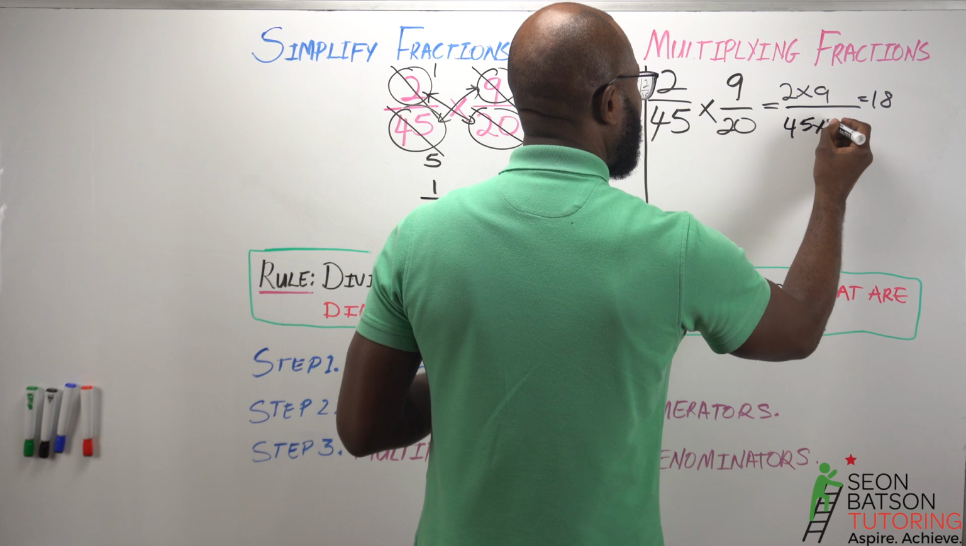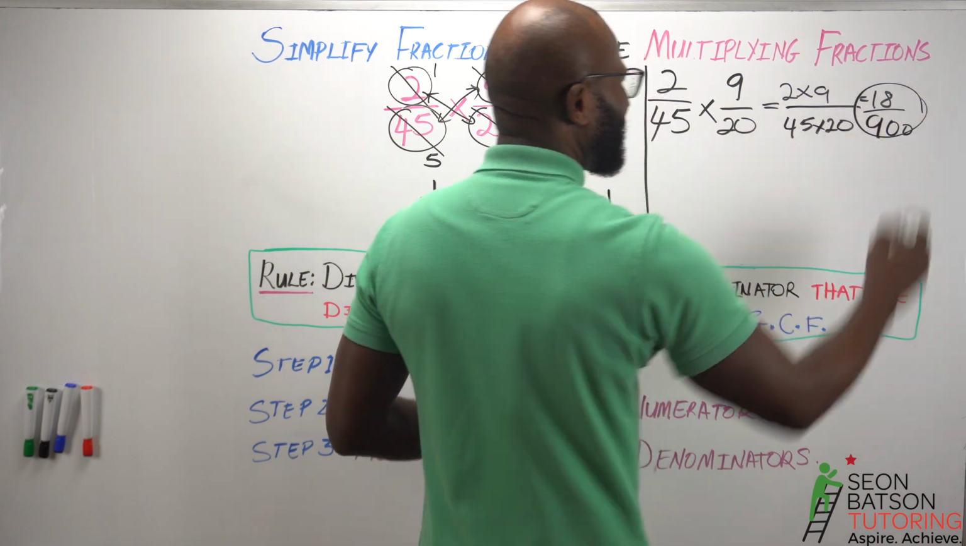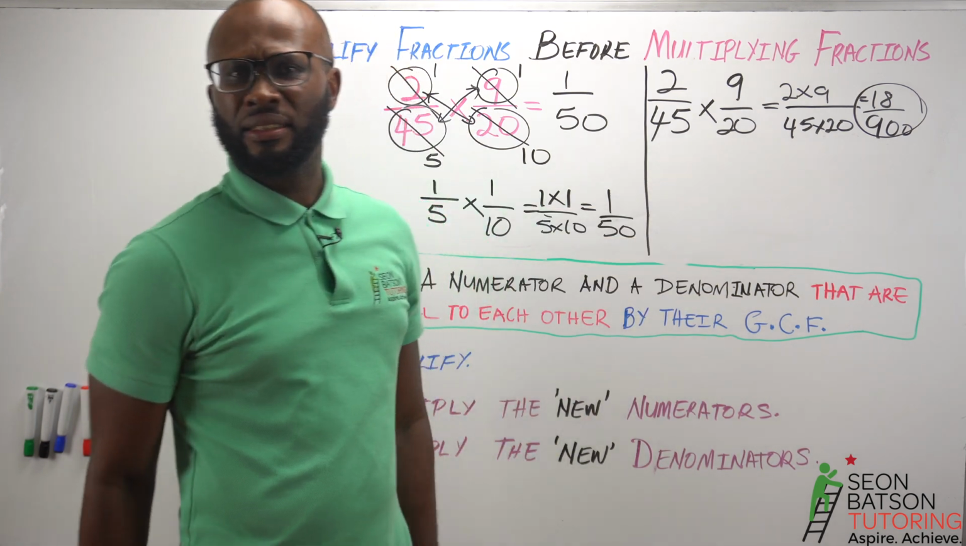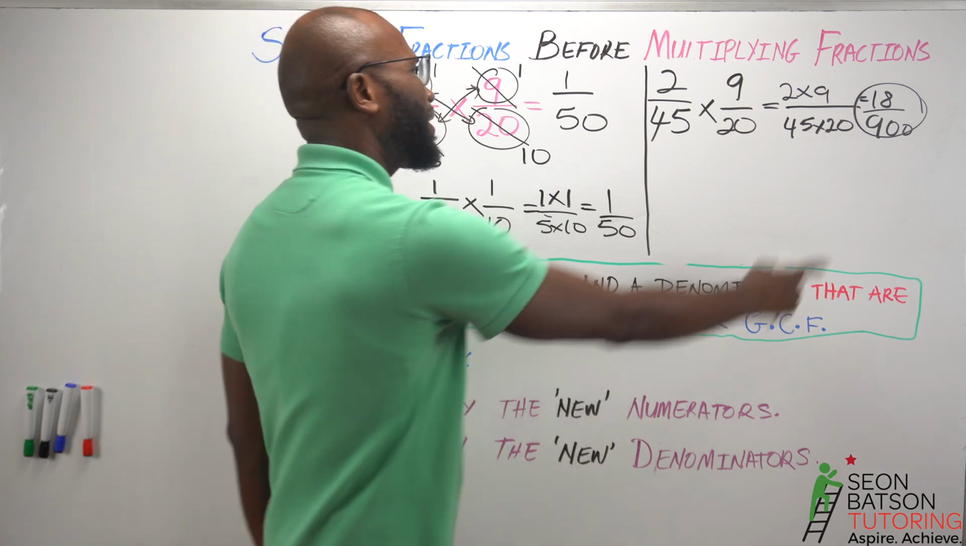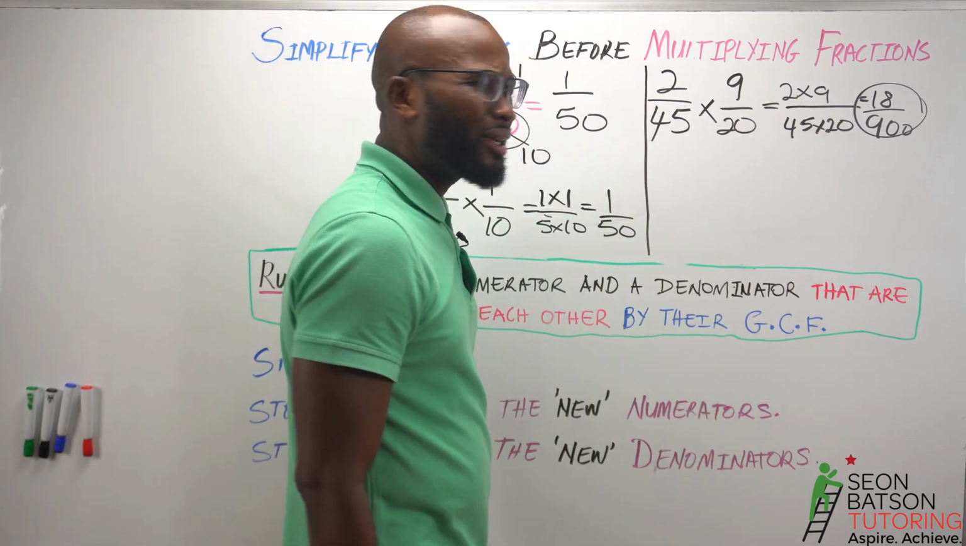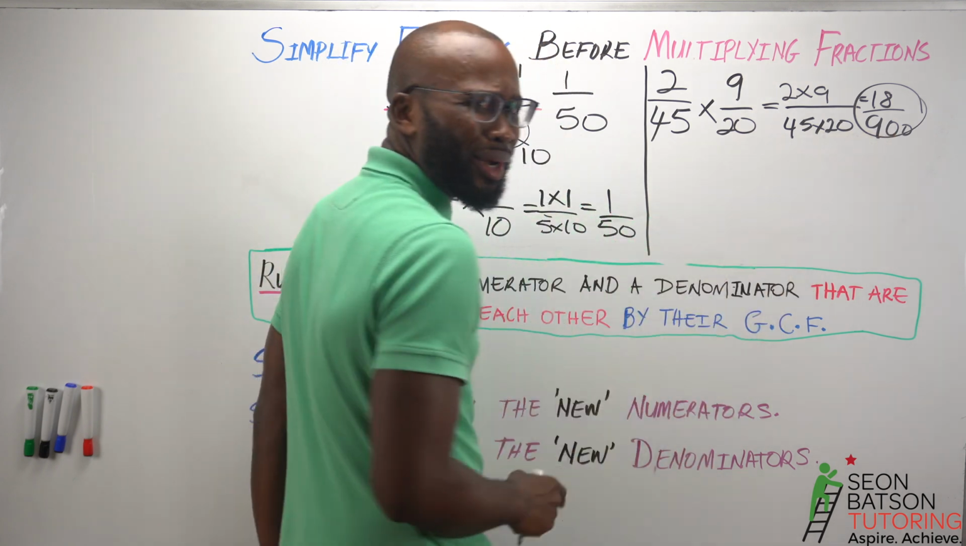45 times 20, that's 900. What in the world is that? Man, you guys better simplify before you multiply, and avoid those monsters. Avoid those dinosaurs. Yes? You don't want to work with those big numbers.